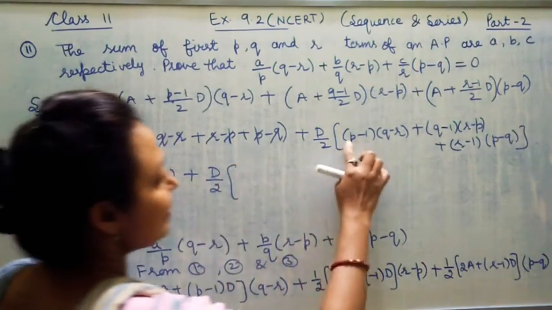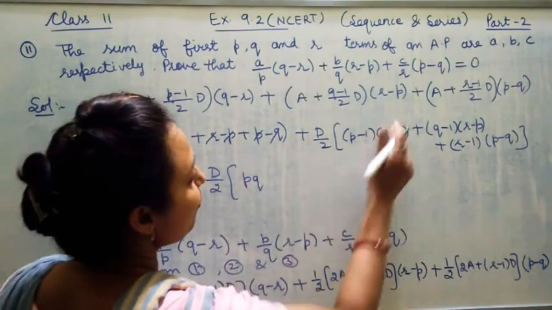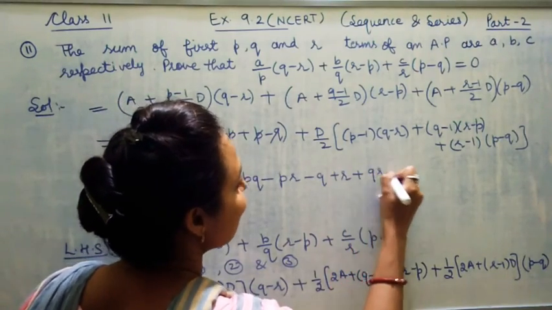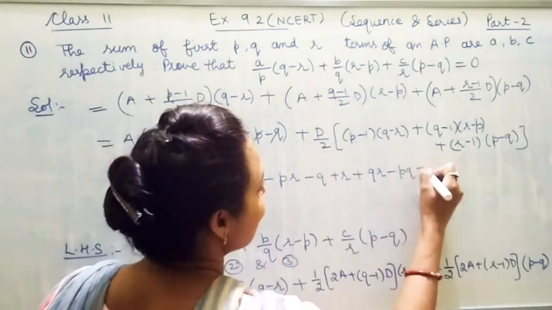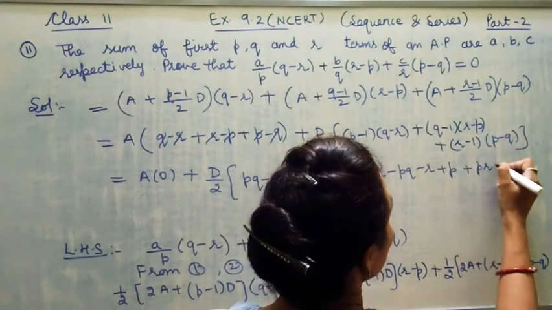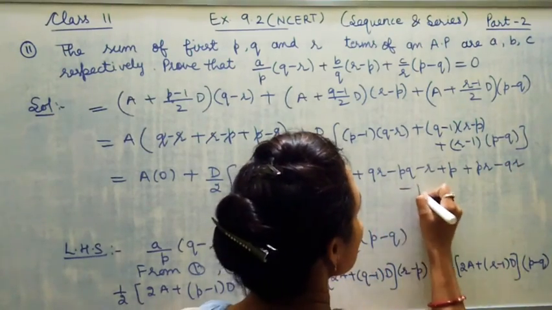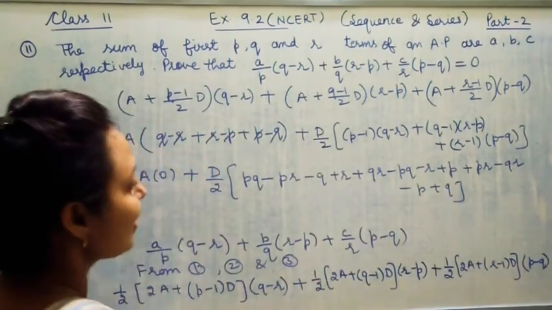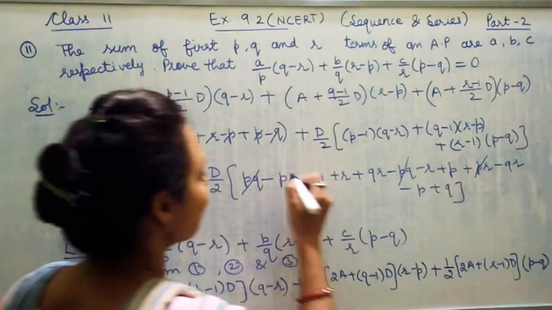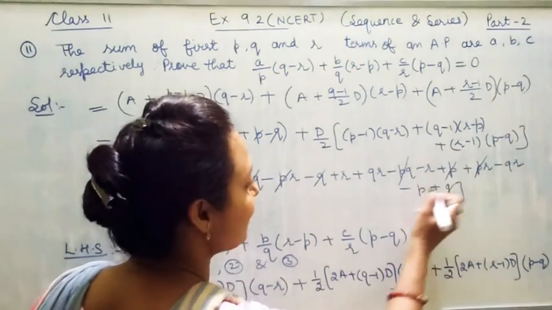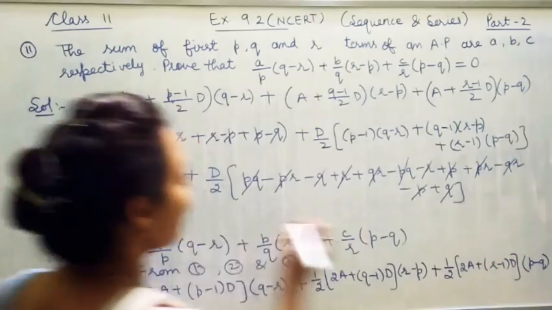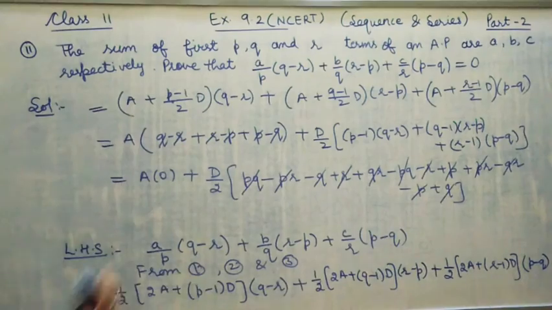I will take this multiplication: pq minus pr minus q plus r, plus qr minus pq minus r plus p, plus pr minus qr minus p plus q. Close the bracket. Now I will cancel pq with pq, pr and pr will cancel, q and q will cancel, p and p will cancel, r and r, qr positive and qr. So each and every term is equal to 0.